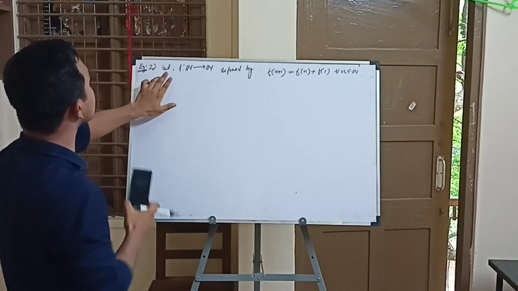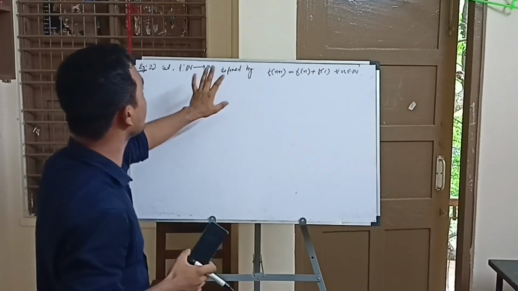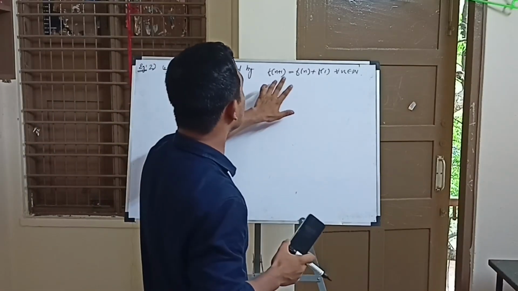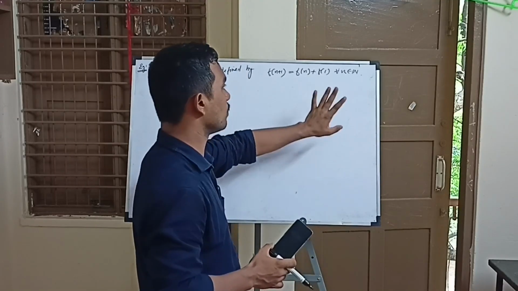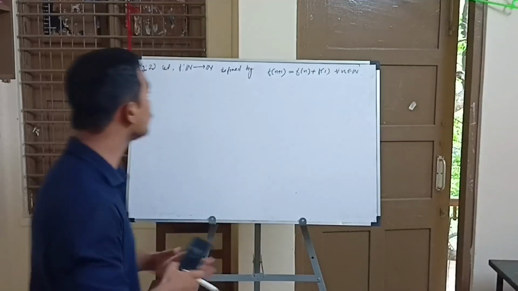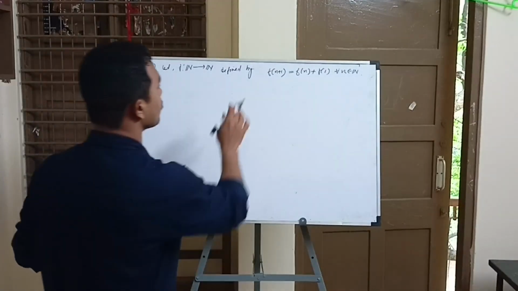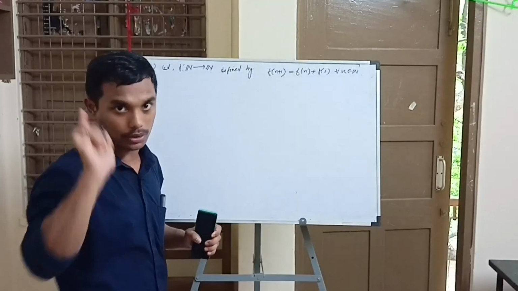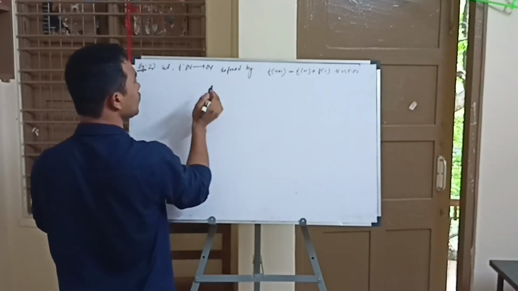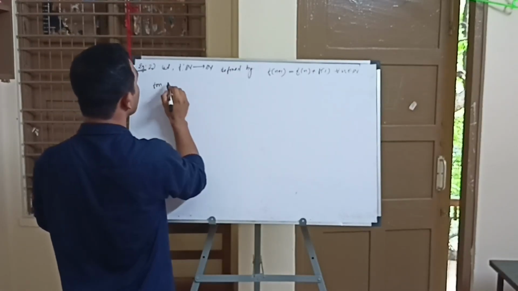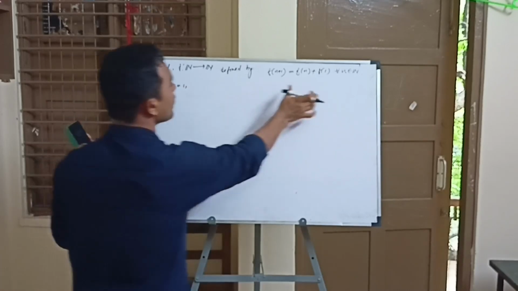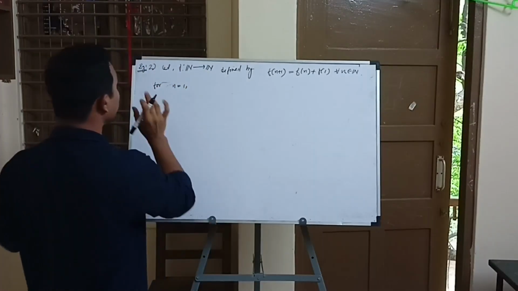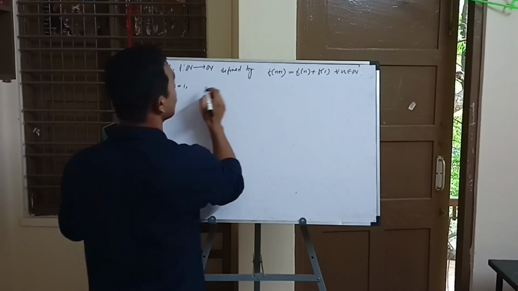The next example: let f be a function from N to N defined by the functional equation f of n plus 1 equal to f of n plus f of 1 for all n belonging to N. We have to say whether the function f is one-one or not. Okay, let's simplify this functional equation. Put n equal to 1.